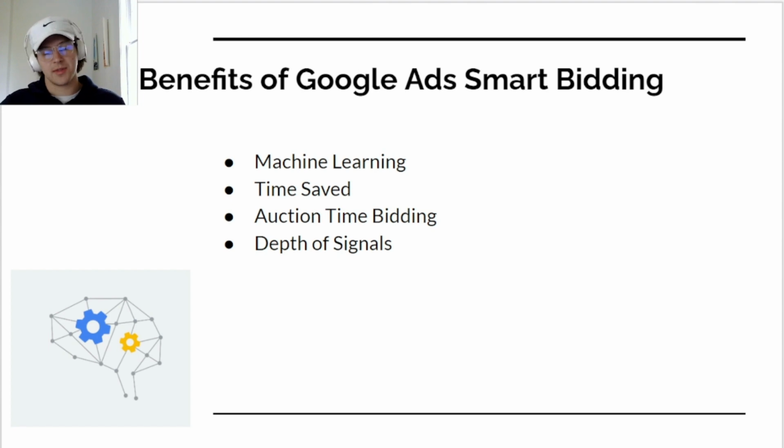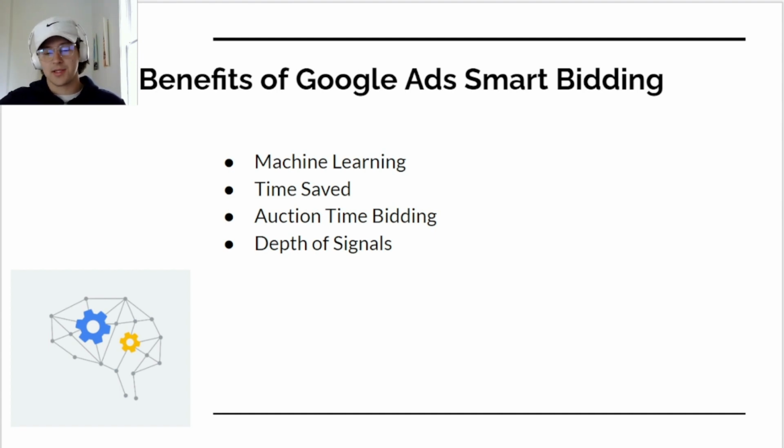So number one, the biggest benefit is going to be machine learning. Smart bidding uses machine learning algorithms to really help set an appropriate bid at every auction. And this takes much of the heavy lifting and guesswork out of setting your own bids. It's able to understand the competitive landscape, the search demand, and your quality, and factor it all in for a bid that's actually going to win the auction, so you're not losing impression share.